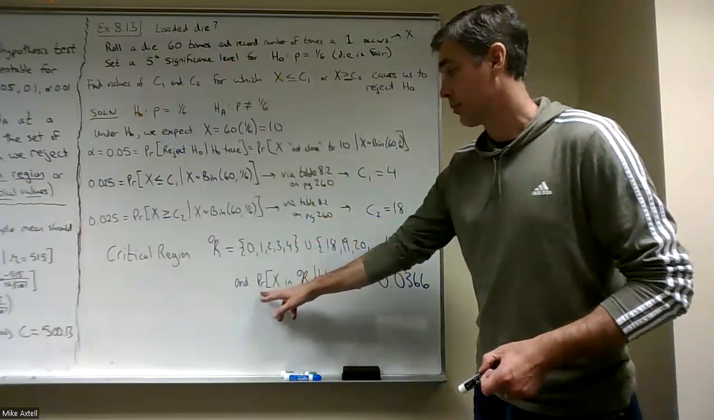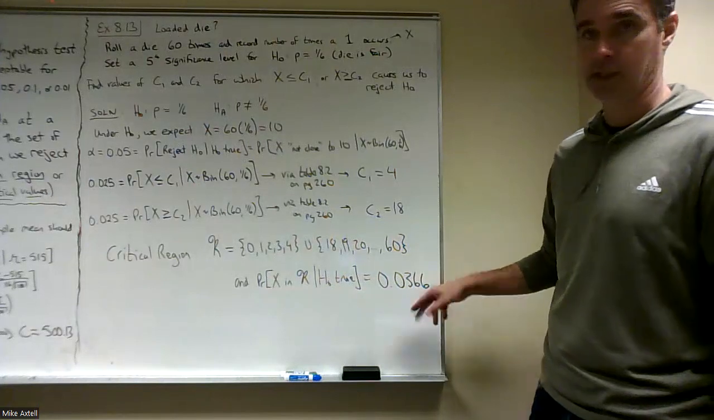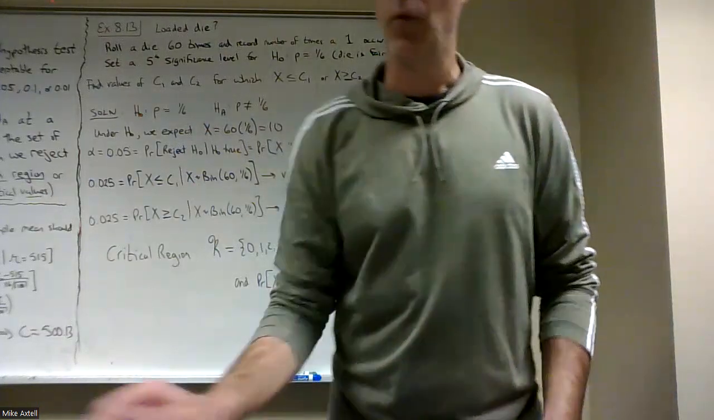And it turns out the exact probability that X is in that critical region is 0.0366, from adding the two values in the table. Okay. All right, one more example.